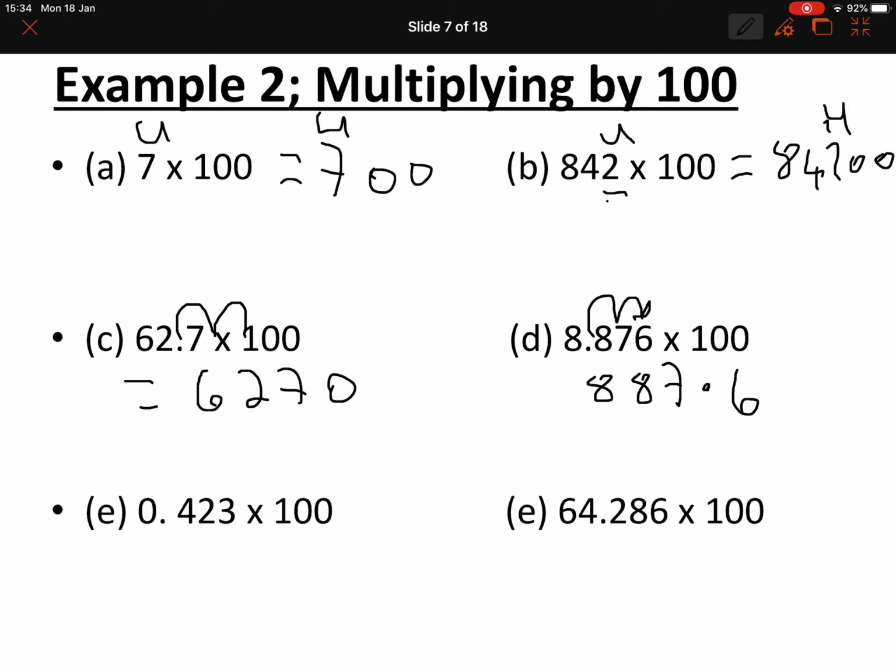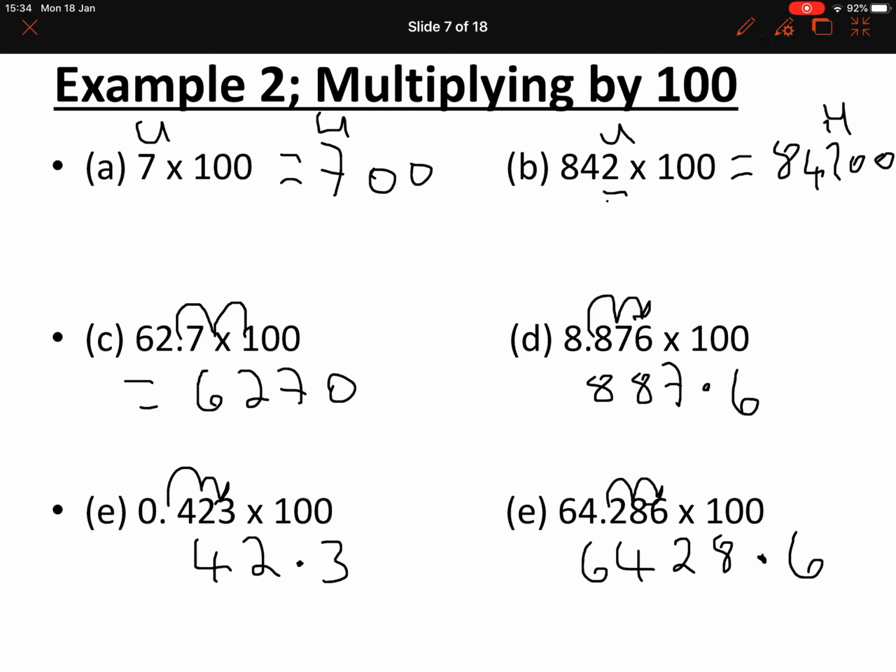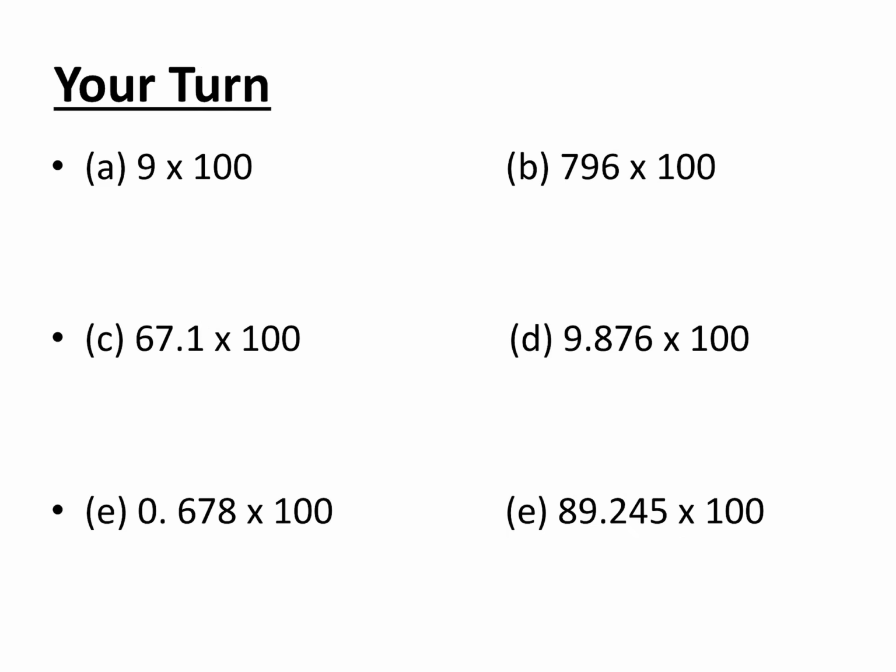For part D, moving the decimal point forward 2 places, we'll put it in front of the 7. So that would be 887.6. If we multiply 0.423 by 100, moving the decimal point forward 2 places, we'll put the point right in front of the 2. So it'll be 42.3. And similarly for 64.286, that's part F, by the way, you multiply by 100, the decimal point will go right in front of the 8, so it's 6,428.6.